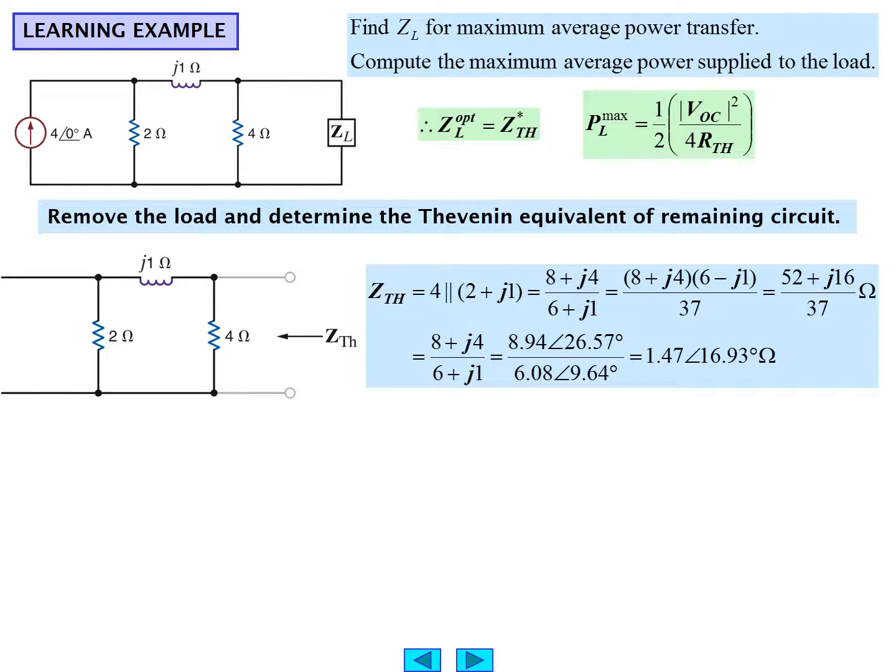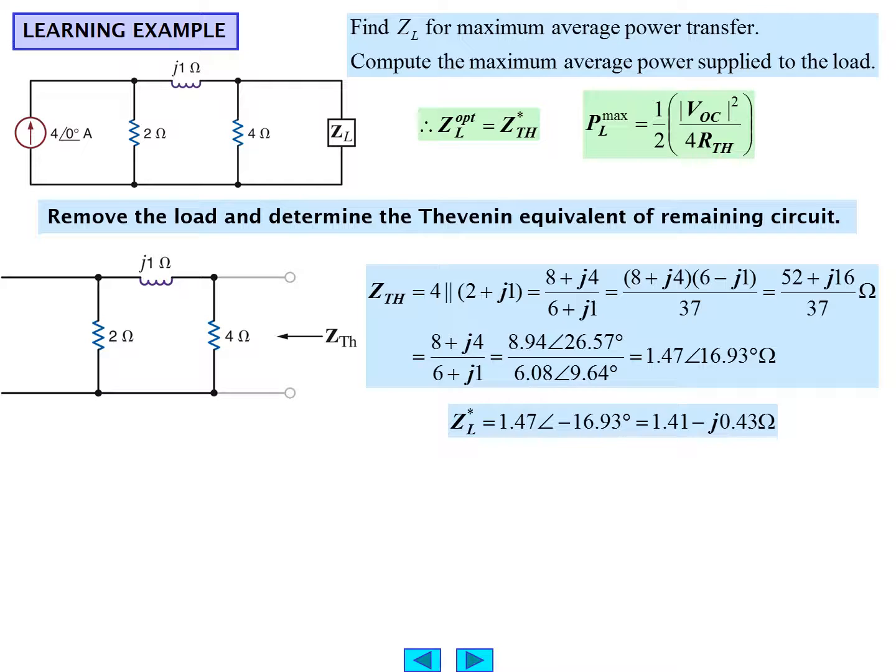Well, we know how to calculate that because we have a 4 ohm resistor in parallel with the series combination of a 2 ohm resistor and a j1. We can perform the complex algebra, and we have a reduction down to its phasor form, polar form, of 1.47 angle 16.93 degrees. So now we know what ZTH is.